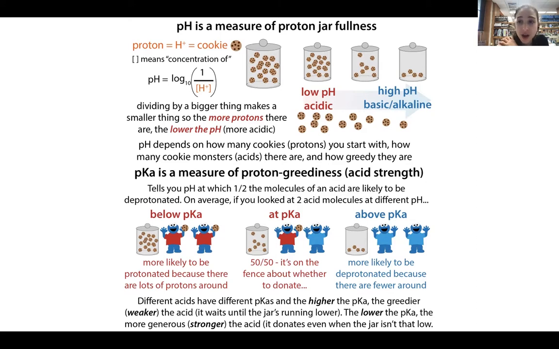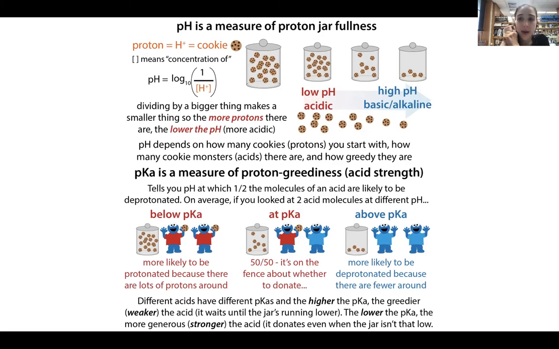pKa is a measure of an acid's strength. So basically, how low does that cookie jar have to be before they will donate? And since we have that inverse log relationship, the pKa is the point at which half of it will be deprotonated. At the individual molecule level, if you were to randomly choose one of these molecules of this acid, it would have a 50-50 chance of being protonated or not protonated. And at the bulk level, half of it would be protonated.